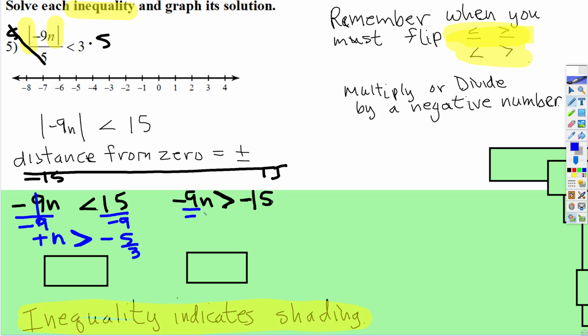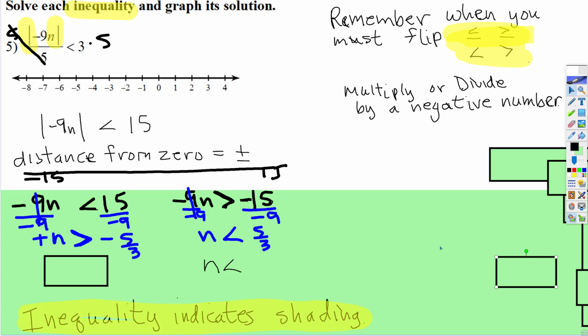We're going to do the same thing over here. This now is positive. This now is also positive, so positive 5/3. So we have to flip that inequality. And then we're going to shade. N is greater than negative 5/3. N is less than positive 5/3.